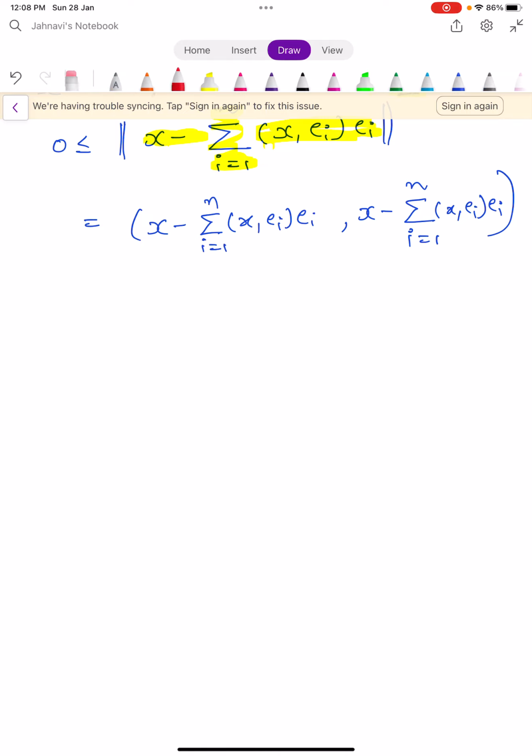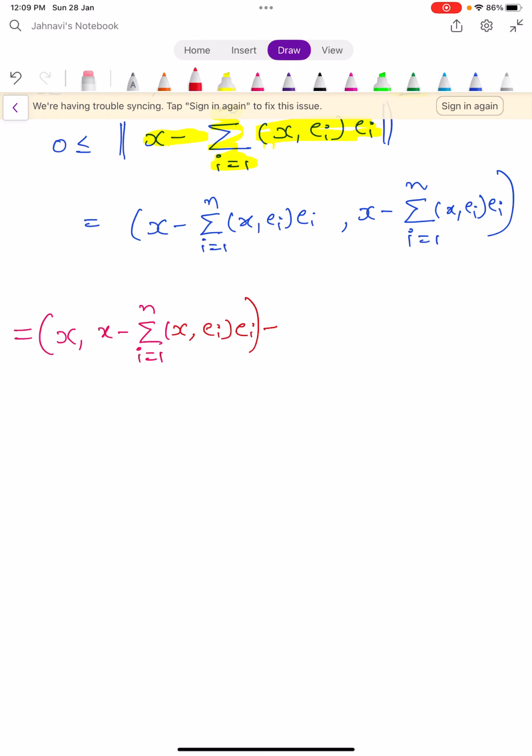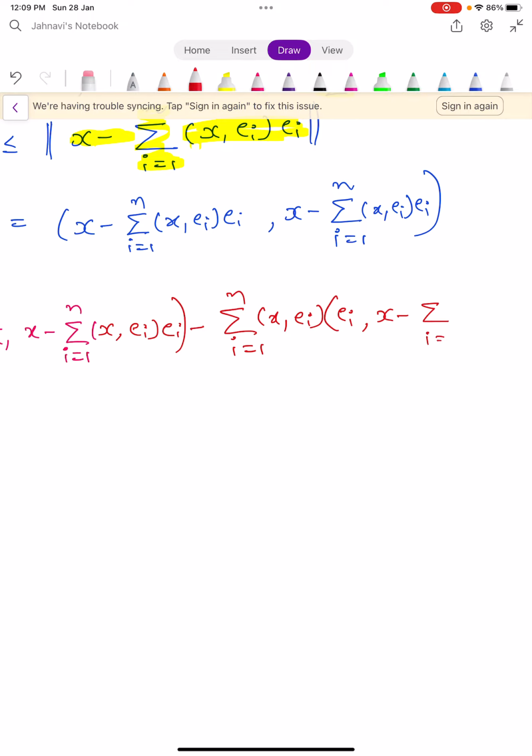By splitting the inner product, you get inner product of x comma x minus summation over i equals 1 to n inner product of x comma e_i, inner product of e_i comma x, minus summation over i equals 1 to n inner product of x comma e_i into inner product of e_i comma x, the same element, complete element, x minus summation over i equals 1 to n inner product of x comma e_i comma e_i. That's it.